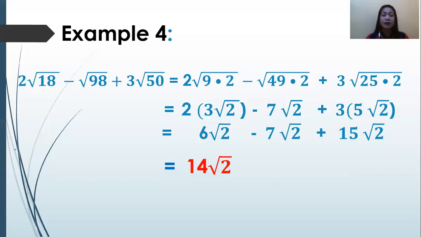Okay, let's proceed. So 2 times 3, we have 6 square root of 2. And then minus the square root of 49 times 2, we have 7 square root of 2. Plus 3 square root of 25 times 2, we have 5. So 3 times 5 is equal to 15 square root of 2. Since the 3 radicals have the same square root of 2, we can add or subtract the numerical coefficients. So 6 minus 7, we have negative 1. Negative 1 plus 15, we have positive 14 square root of 2.